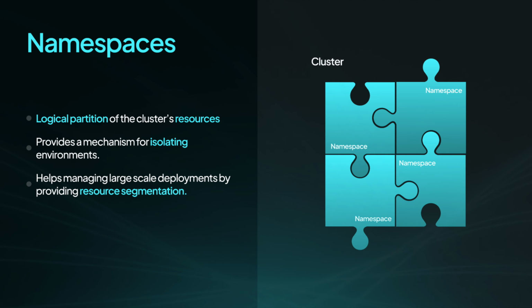Furthermore, namespaces are incredibly helpful for managing large-scale deployments by providing resource segmentation. In a large organization with many teams or projects, each team can have its own namespace. This helps prevent naming conflicts, allows for easier management of permissions, and provides a clearer overview of who owns what resources within the cluster. In essence, namespaces help keep your Kubernetes cluster organized, secure, and manageable, especially as your application and team scale.